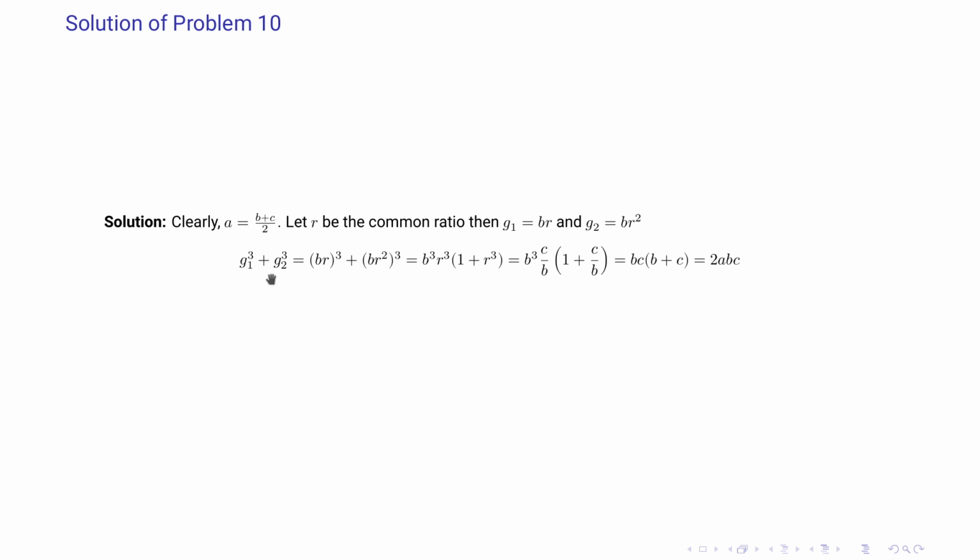So we compute the cube of these two. We get (br) whole to the power 3 plus (br square) whole to the power 3. We take out b cube r cube common. So 1 plus r cube remains in the bracket. Now from these two we can say that r cube is nothing but c by b. And then we have this particular equation by substituting for r cube inside and outside. And then on simplification we get this as 2abc. Here I have substituted b plus c is equal to 2a.